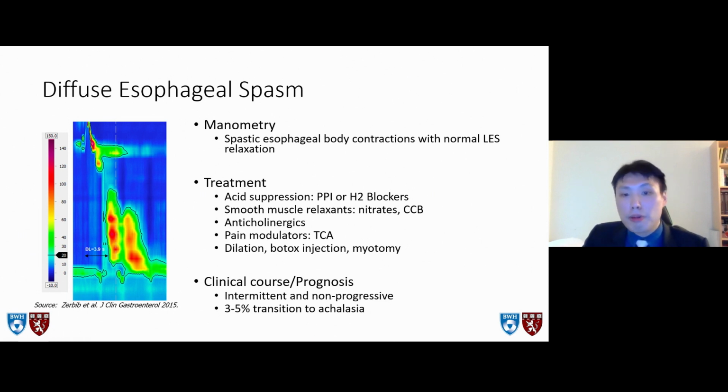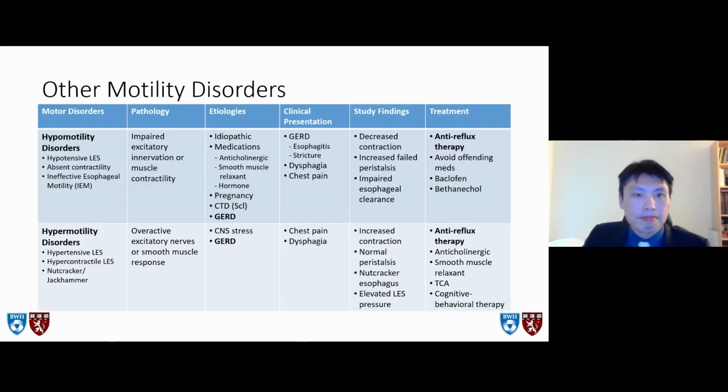Generally, patients have intermittent symptoms or are non-progressive, but a very small percentage of them can actually progress to achalasia. And there's a table that I'm not going to go over in detail, but it lists some motility disorders classified as either hypermotility or hypomotility disorders.